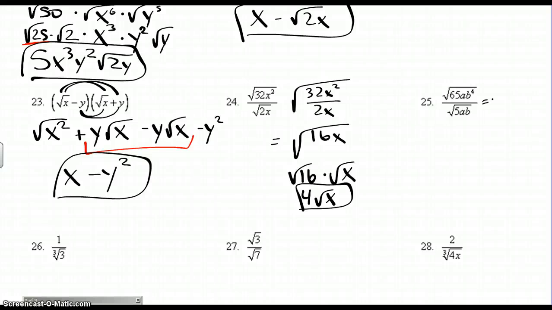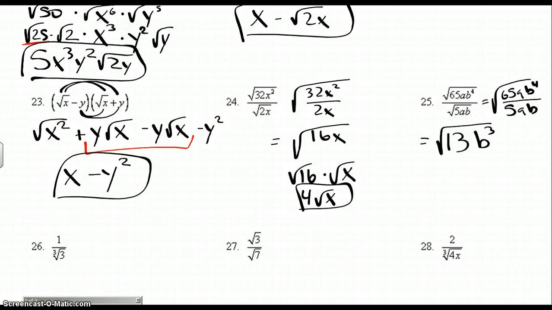I'm going to put them underneath the same square root here. 65ab to the 4th over 5ab. I can simplify what's underneath there. 65 divided by 5 gives me 13. A divided by a just simplifies to 1. And b to the 4th divided by b gives me b to the 3rd.